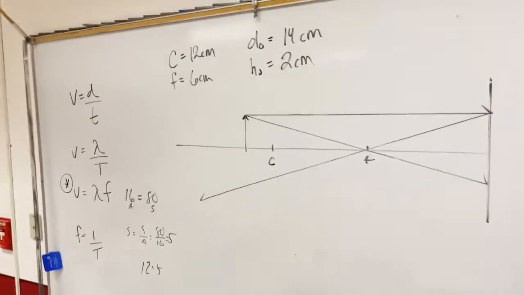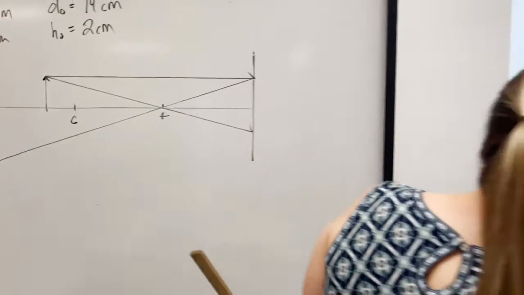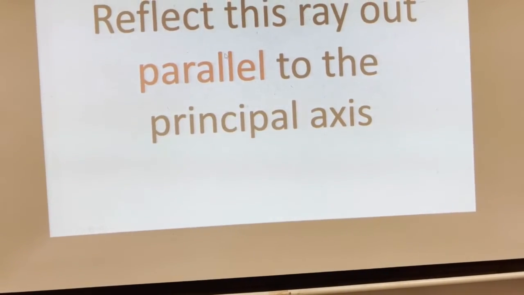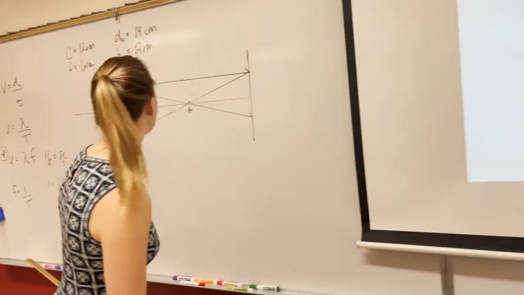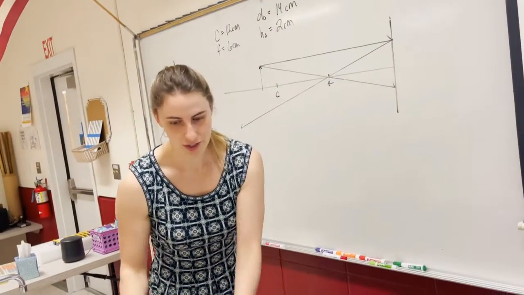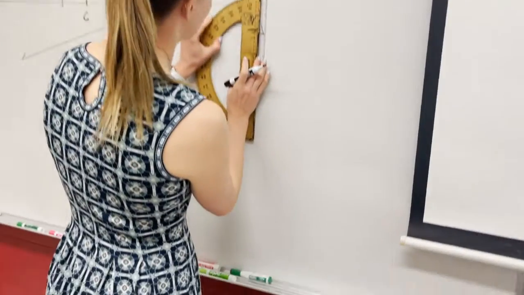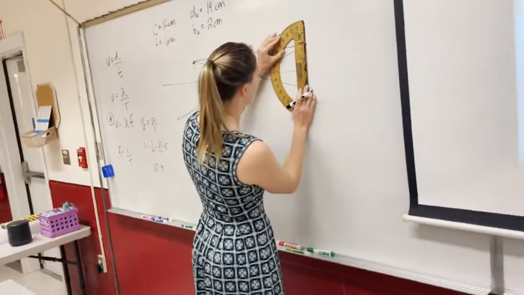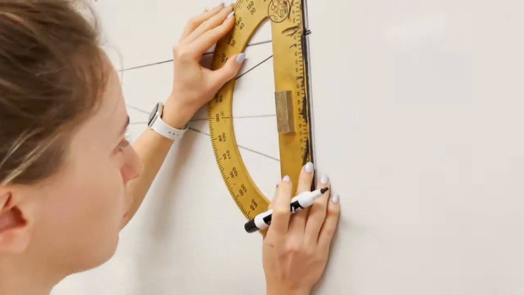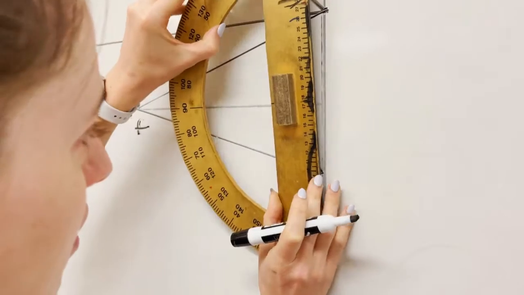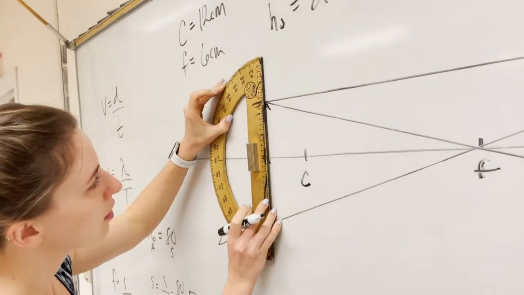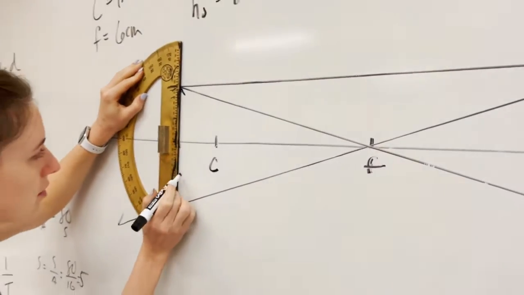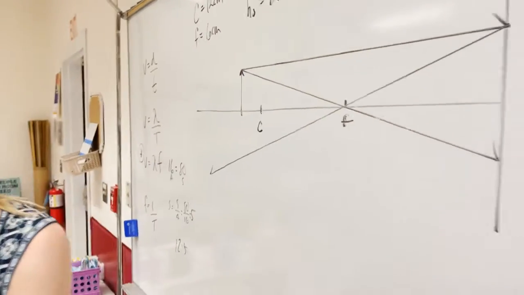So we've got one from the tip of our object through the focal point to the mirror. Okay, and then draw another ray from the point of the arrow. Reflect this ray out parallel to the principal axis. How can we make it parallel? I've got to measure again. So we're going to go from that mark to the 10, so right there is what I'm going for.